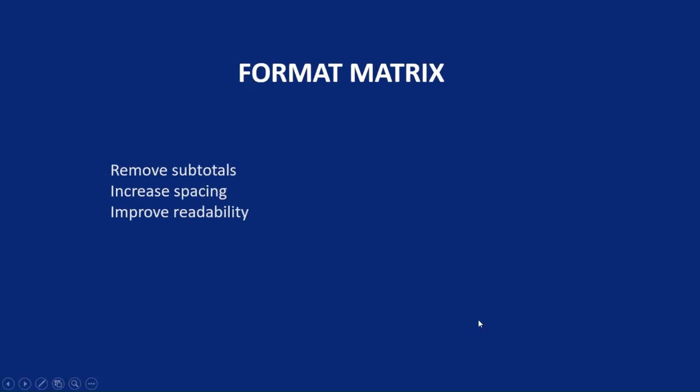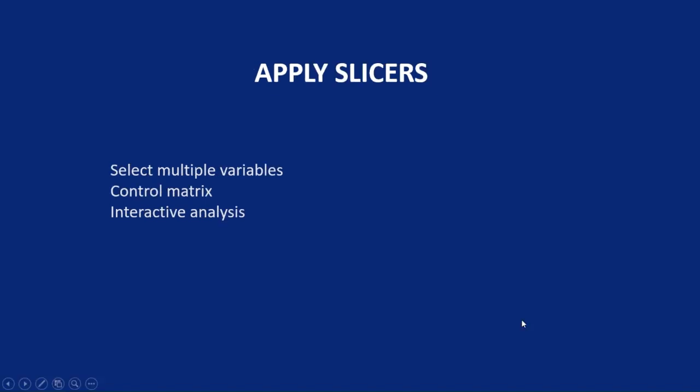Then we format the matrix. Next, we clean up the design, remove subtotals, increase the spacing, and improve the readability. This step is important to make the matrix look like a proper heat map. Now add slicers. Let users select multiple variables and control what appears in the matrix. It makes the visual interactive and gives full control to the users.